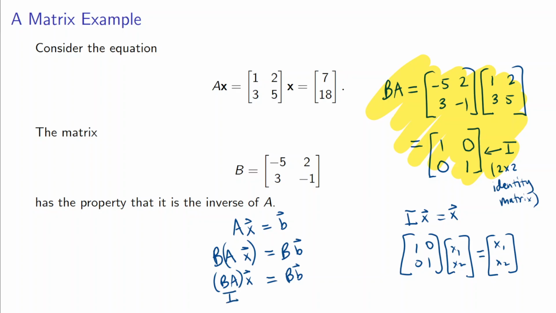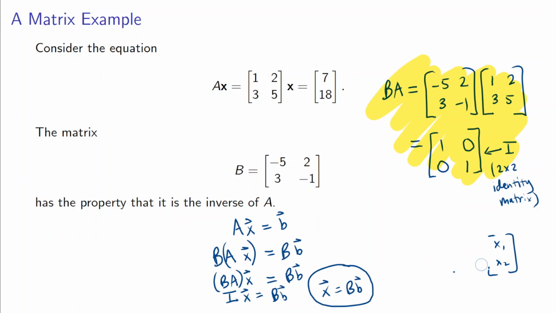So this becomes just the identity matrix times x equals big B times little b, or said another way, just x equals big B times little b. So if we're trying to solve for x, we can just take big B and multiply it by little b. And so let's do that. Let's look at big B times little b. So give myself some space over here.